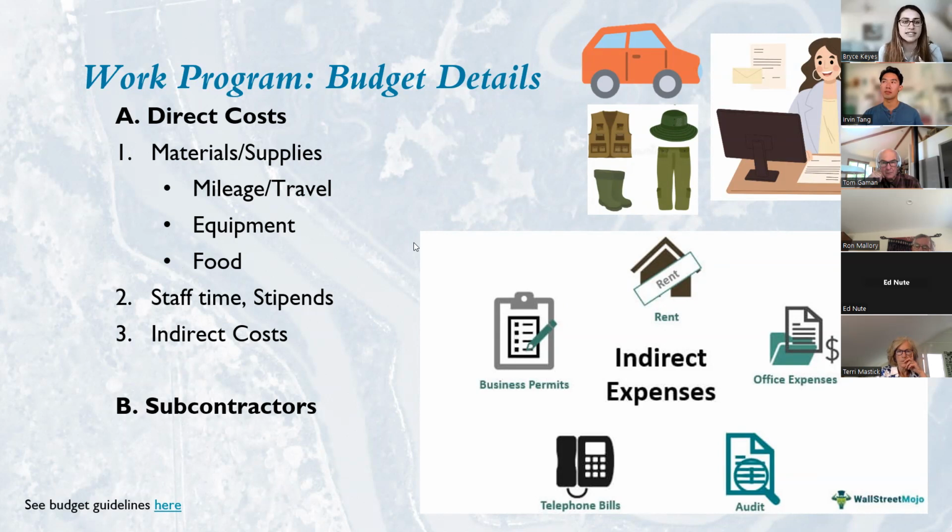You'll also identify staff time that you plan to use, or staff that you plan to have time charged in this project. So you just need to list out their titles. You don't need to identify names. You don't need to say how many hours they're going to work or how much they're paid. That will all go into your invoicing. You just need to know the titles. And then say if you're going to be using any stipends.